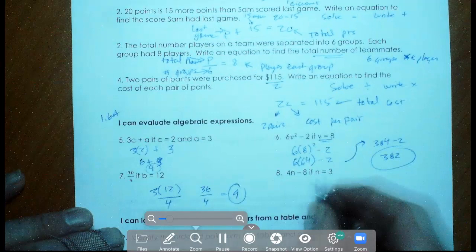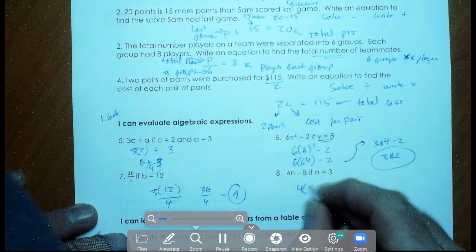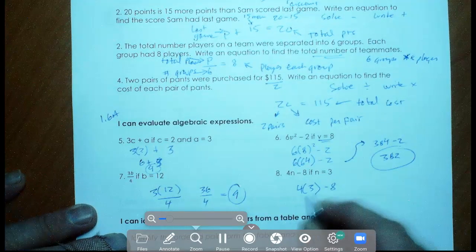So now we have 4n minus 8, or decreased by 8, and n is 3. So 4 times n, which is 3, minus 8. Okay, well, let's just solve this. 4 times 3 is 12 minus 8.